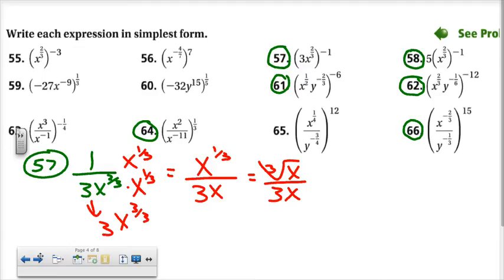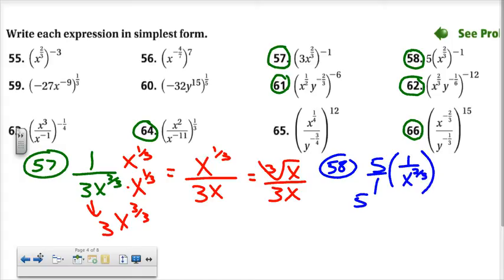And let's see, then number 58 has a similar situation taking place. We have a 5, which is just a 5 over 1. And then we have x to the 2/3, but that piece is being raised to the negative 1 power. So that's going to be 1 over x to the 2/3. So now I have top times top, bottom times bottom, 5 over x to the 2/3.